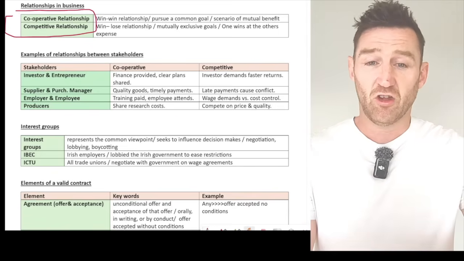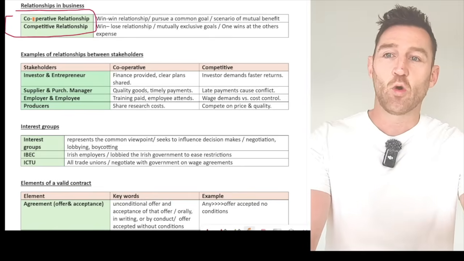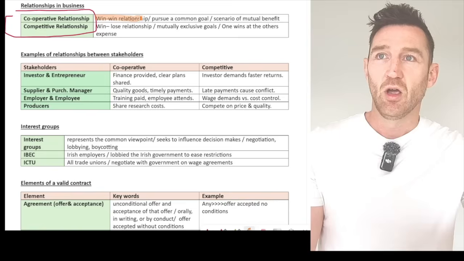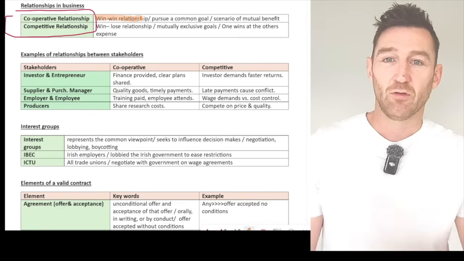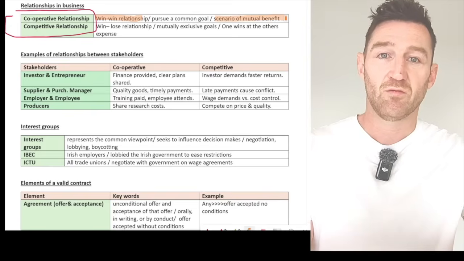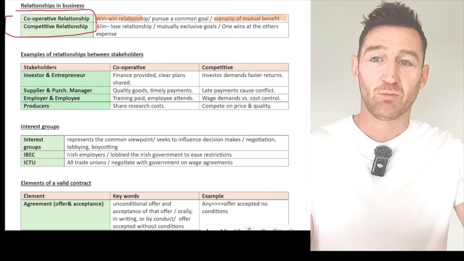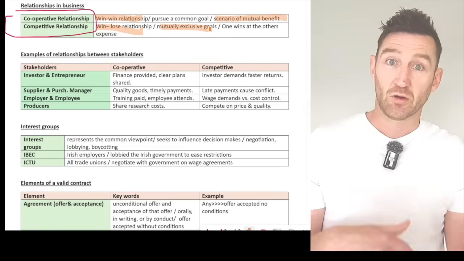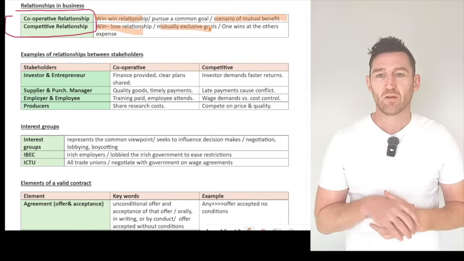And just know there was a change. Previously, in explaining cooperative, for example, you would have gotten away with just saying it's a win-win relationship. But in recent times, they've looked for a little bit more, so you'd have to say it's a scenario of mutual benefit. And with competitive, previously you would have gotten away with saying win-lose, but now you have to say they're pursuing mutually exclusive goals.